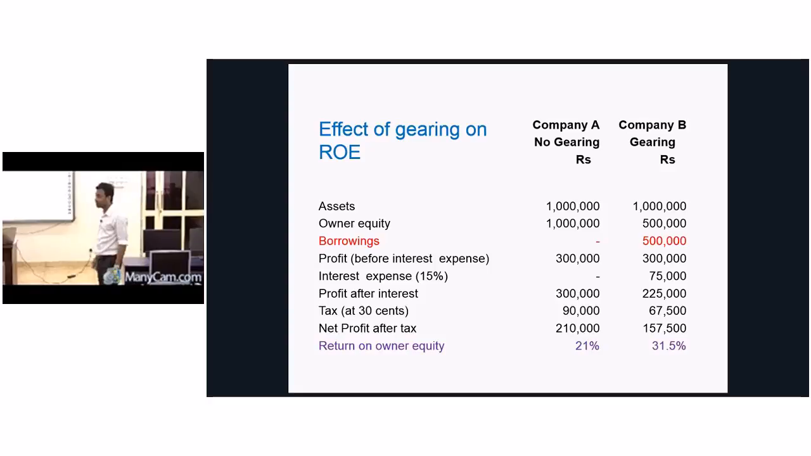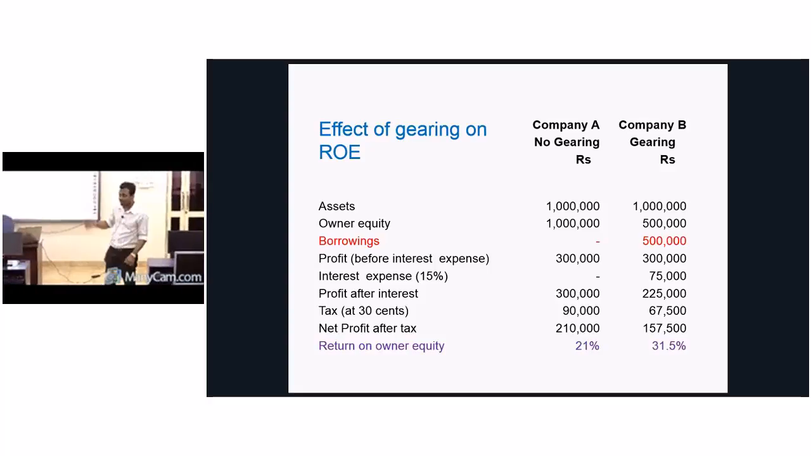40% debt. No worries. What happens there? The profit is divided only among the 60. Then return on equity will be increased.